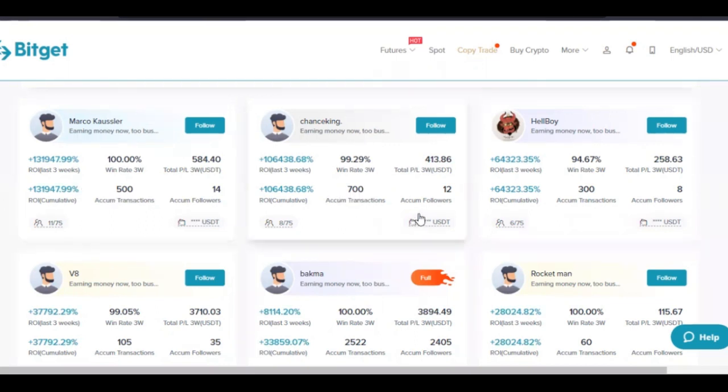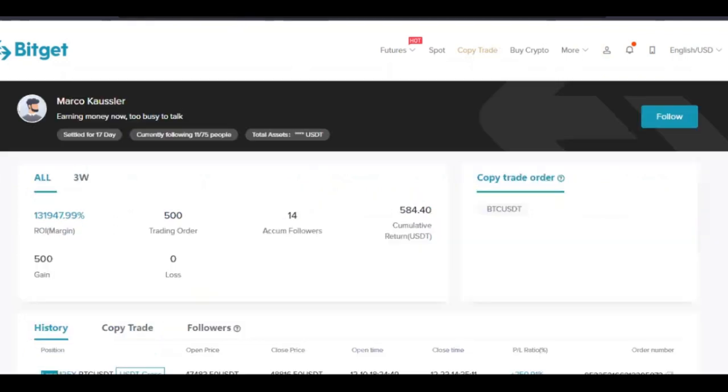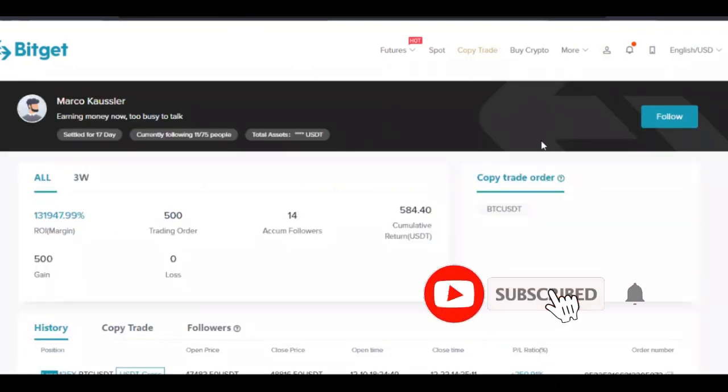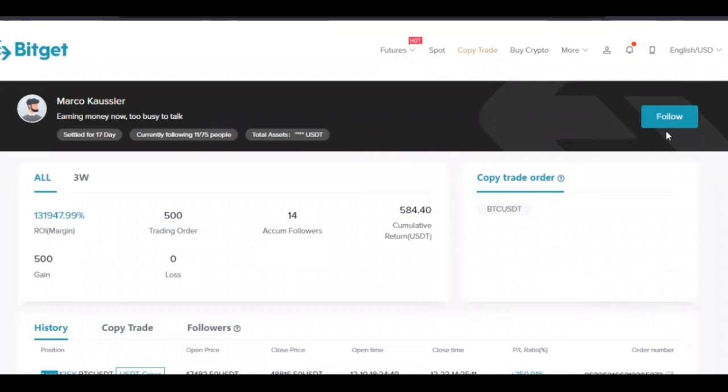This person is 500. And then this person for the past 3 weeks has about 300 and so on. And then his win rate is about 94%. So the trader I just copied right now. Now in the previous one, you saw slot reminder, but this one you see follow here. That is because this person still has space for me to copy his strategy.